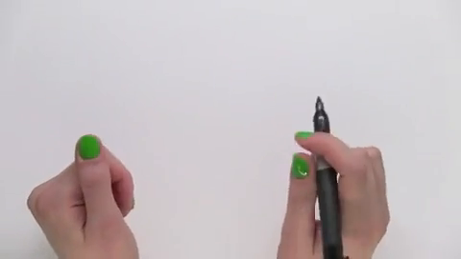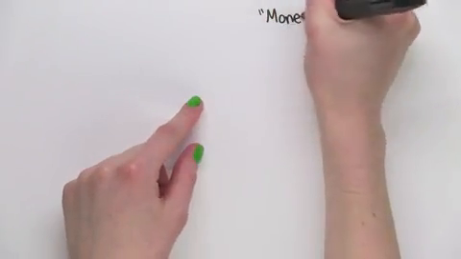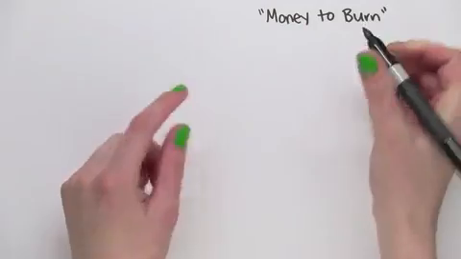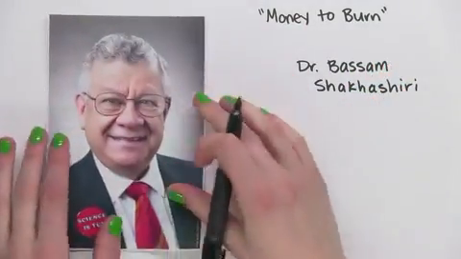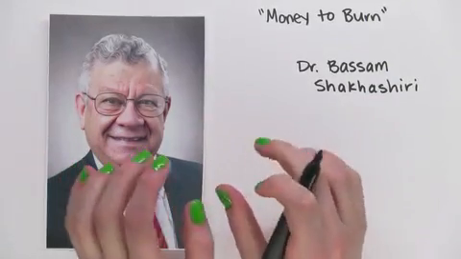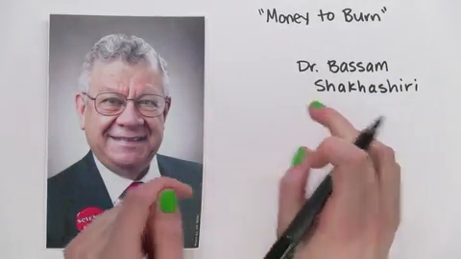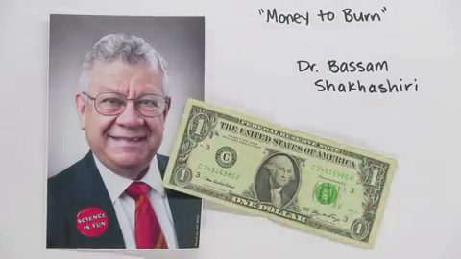Hi, I'm Jessica, and today I'm going to be talking about a chemical demonstration I like to call money to burn. And chemist Dr. Bassam Shakashiri is actually going to be showing us the demo. He's the president of the American Chemical Society and is performing this demo right here at MIT. Let's see if he has some money to burn.